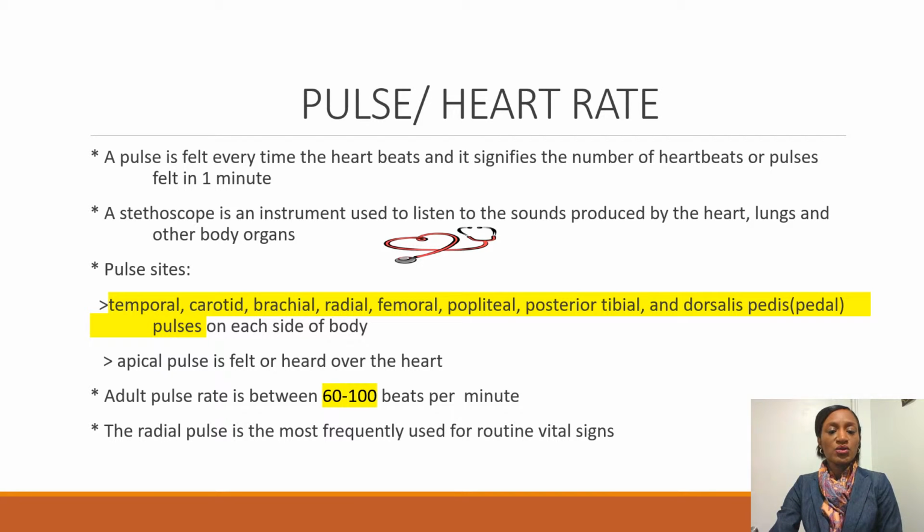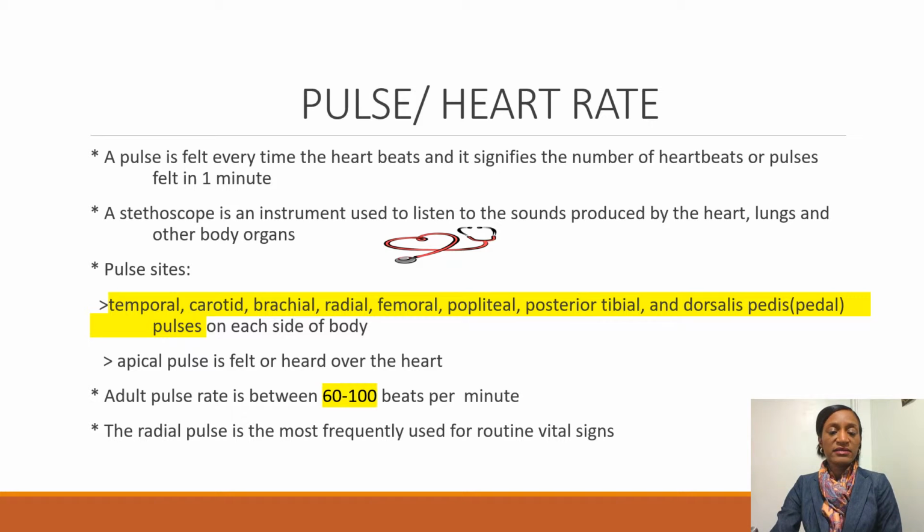Next we will move on to pulse, otherwise known as a heart rate. A pulse is felt every time the heart beats, and it signifies the number of heartbeats or pulses felt in 1 minute. A stethoscope is an instrument used to listen to the sounds produced by the heart, lungs, and other body organs. But for this specific topic with the heart rate and the pulse, the stethoscope is used to listen to more than likely the apical pulse.